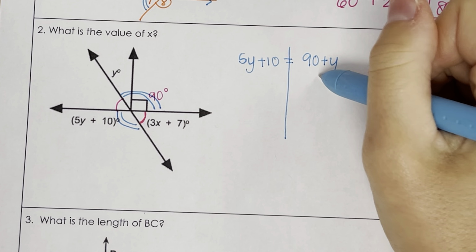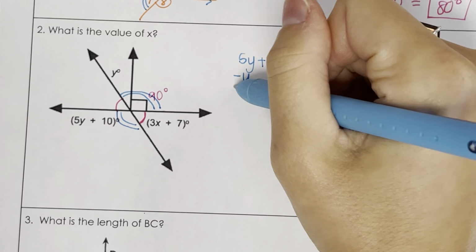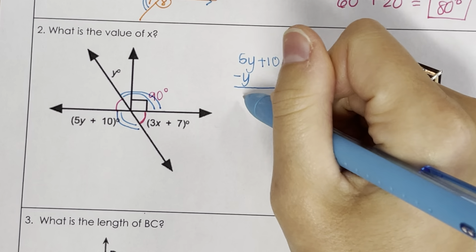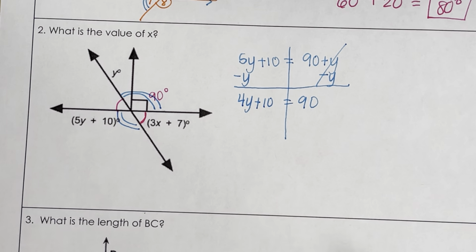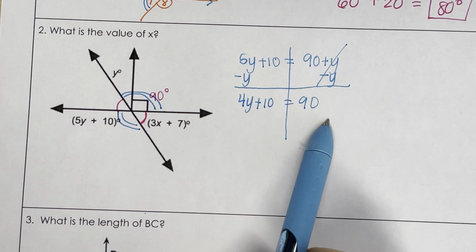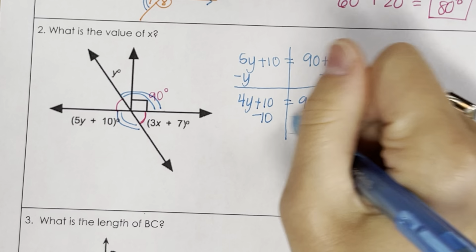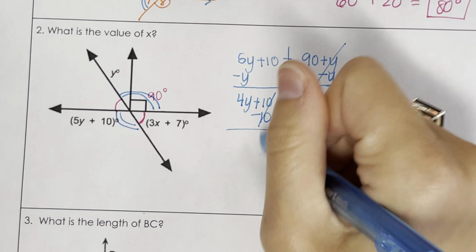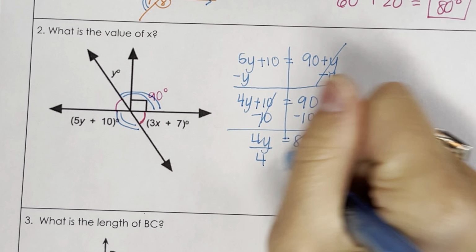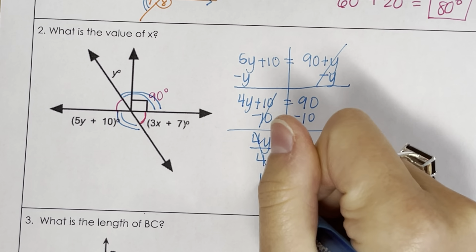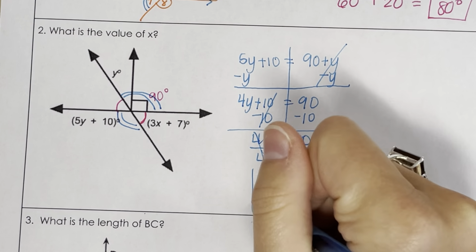So I'm going to get all my y's on the same side. I'm going to subtract y. I always like to move the smaller y so that I don't have to deal with negatives. Then to get the y by itself, I'm going to move the constant over from the left to the right. So I'm going to subtract 10. So I get 4y equals 80. Then I'm going to divide both sides by 4 to get my y alone. I get y equals 20.